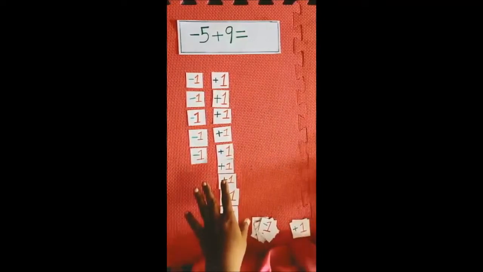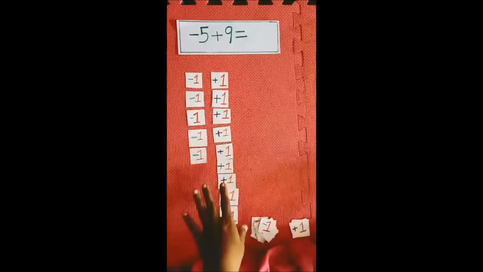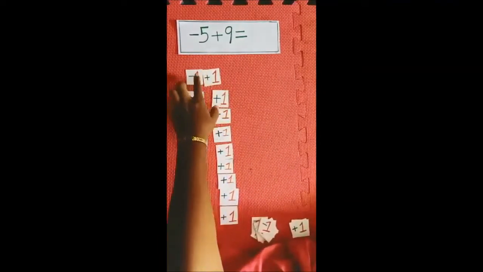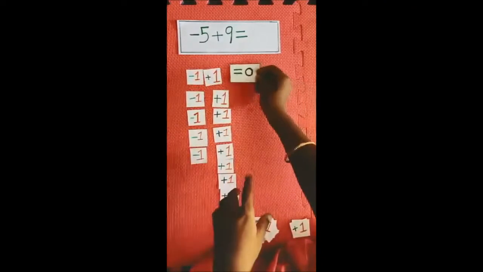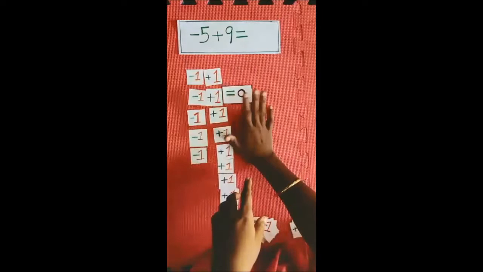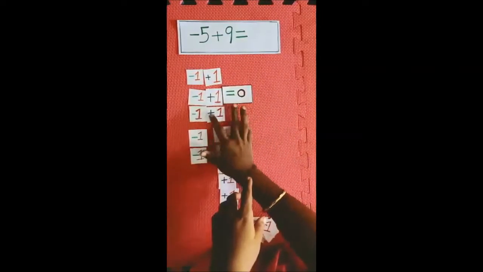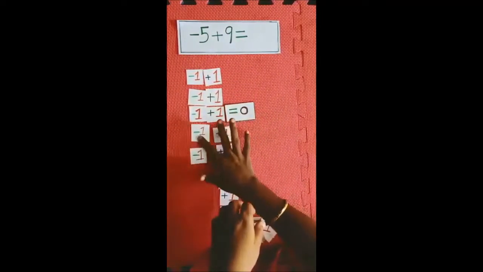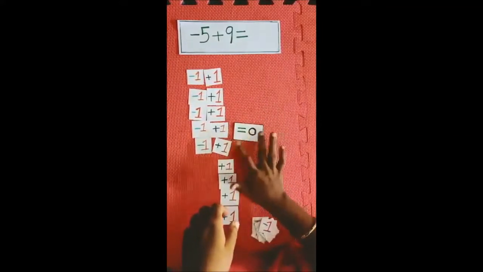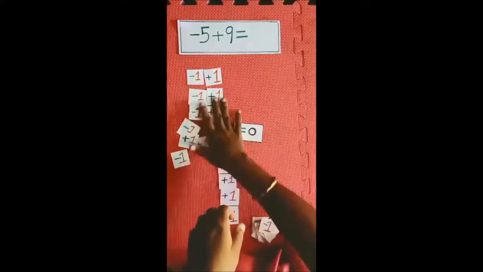Now we are going to evaluate this. See here children, minus 1 plus 1. If you subtract the 1 from 1, what is your answer? Yes, 0. Similarly, minus 1 plus 1, 0. Minus 1 plus 1, 0. Every such pair gives 0.